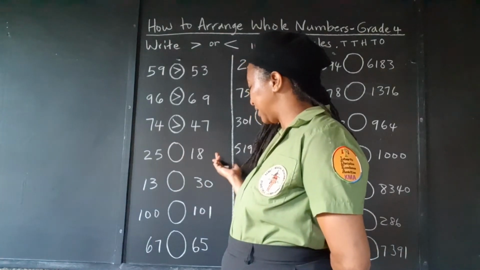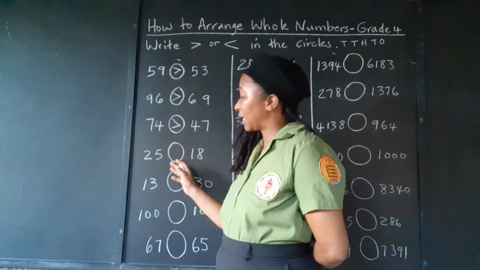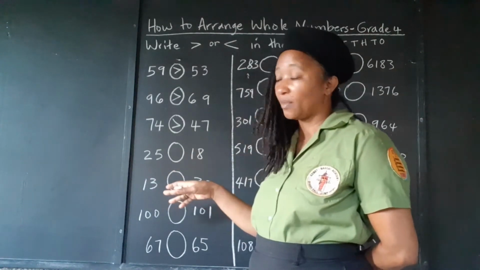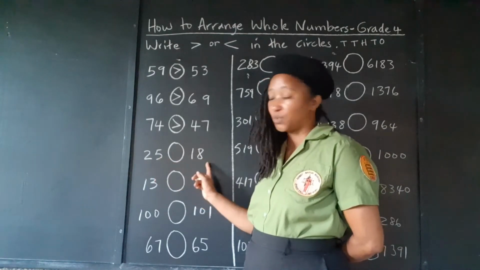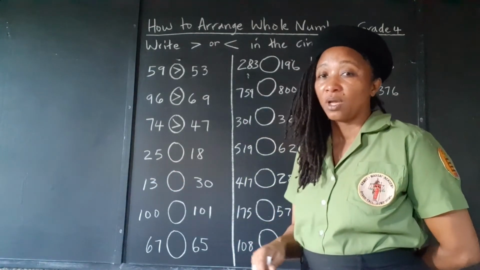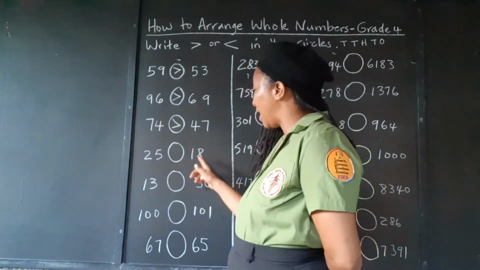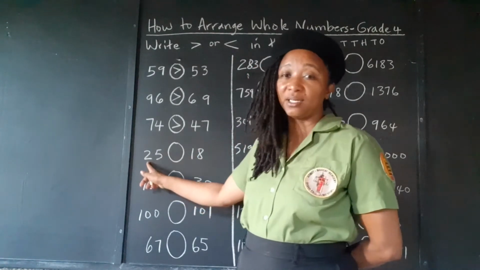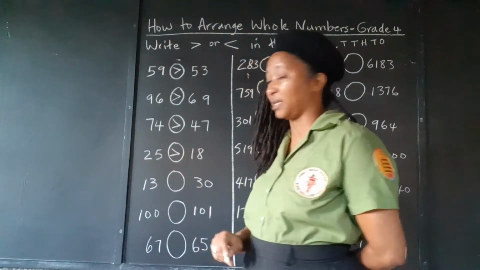25 and 18. They both have two digits. In the tens place we have a 2. In the tens place here we have a 1. So even though in the ones place this has greater ones than this, 8 ones, 5 ones, that's not what makes the difference here. The important point is the digit to the left. This has a 1 in the tens place. This has a 2. So 2 is bigger than 1. 25 is a greater number than 18.